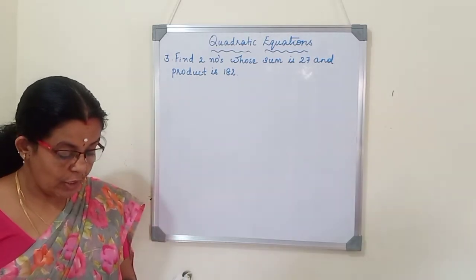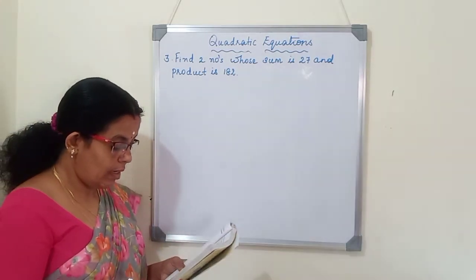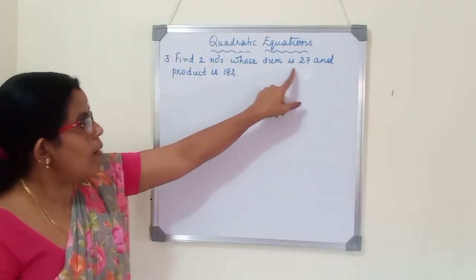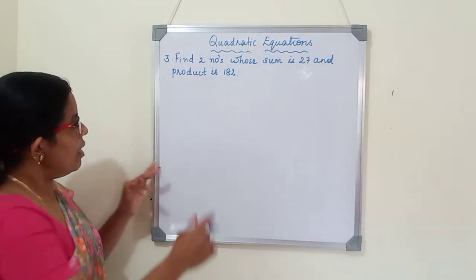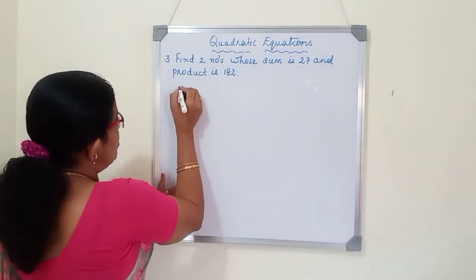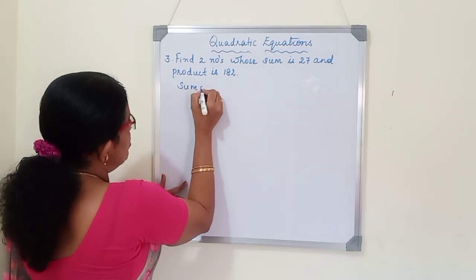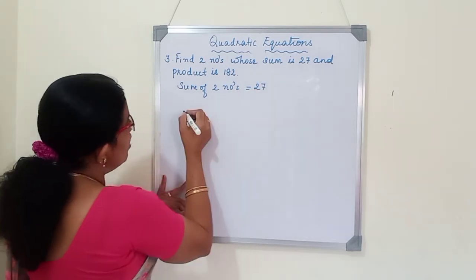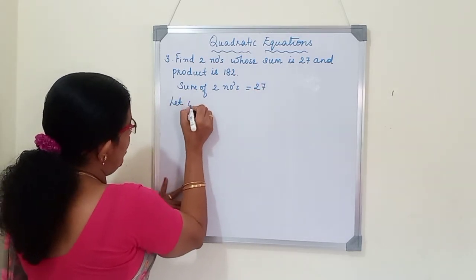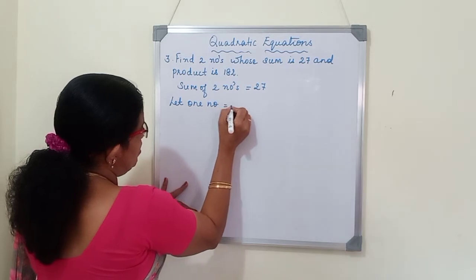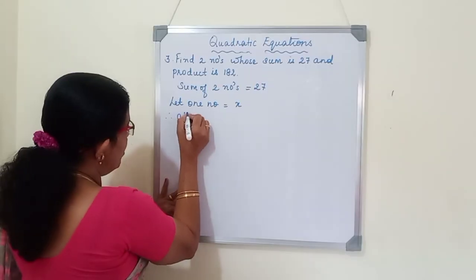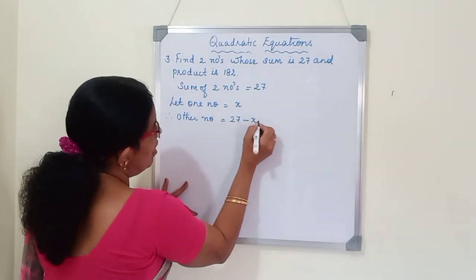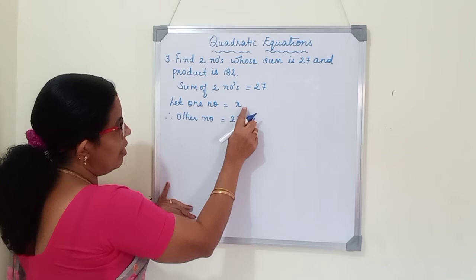Third question: find two numbers whose sum is 27 and product is 182. We have to find two numbers whose sum is 27, which is given. So we consider one number to be x. Let one number equal x. Therefore, the other number is 27 minus x, because here we are using only one variable.